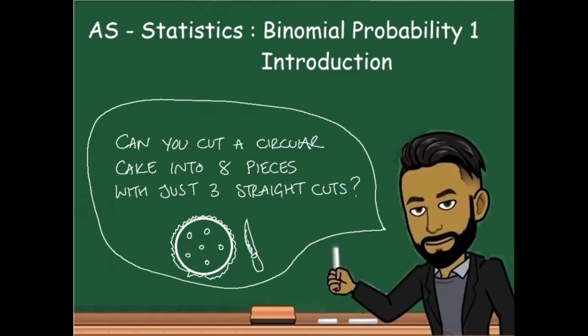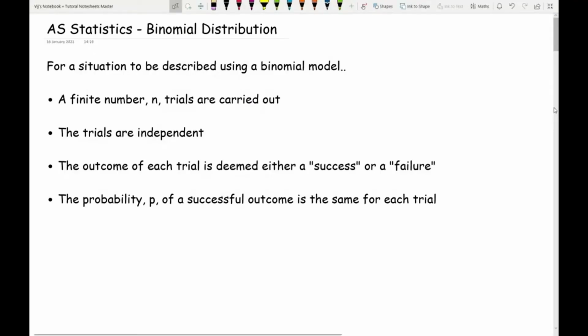So in this latest video on AS statistics, we'll be looking at and introducing binomial probability. For a situation to be described using a binomial model, we must have four conditions, and those four conditions are the following. We must have a finite number of n trials being carried out.